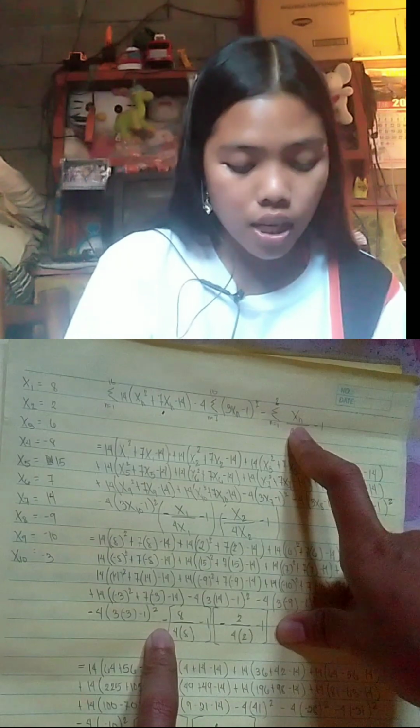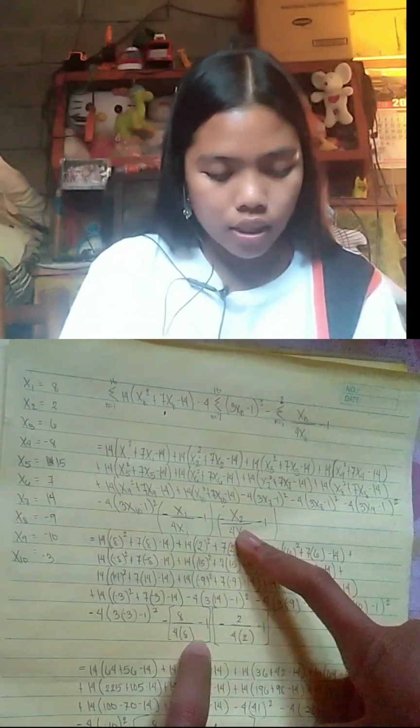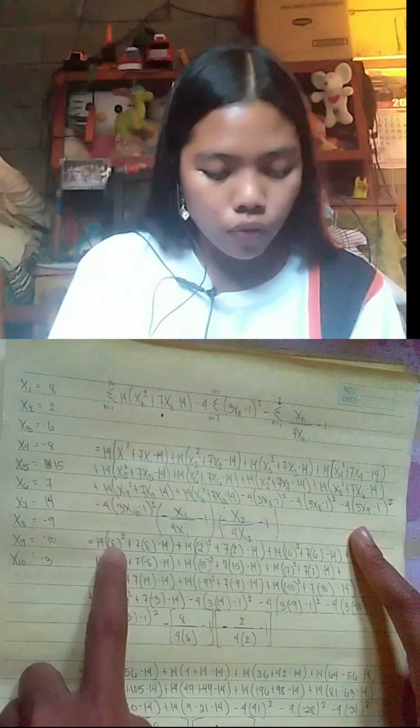And the next one is here. x sub 1 is equal to 8. So, 4 times 8 here. X sub 2 is equal to 2. So, 4 times 2. Next one is solve here.